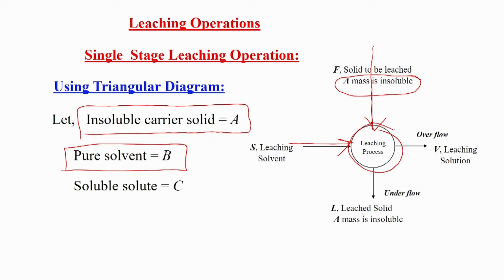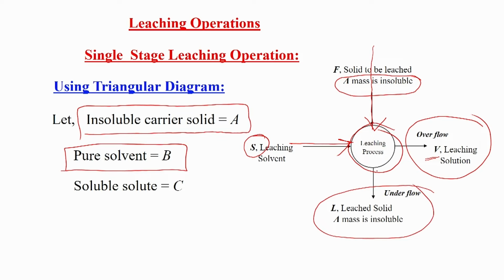We are adding this S amount of pure solvent. This is a leaching solvent, because it does the leaching process. Leaching is nothing but the coming out of the solute from the solid material. Then we allow this process to reach equilibrium, and it will be converted into two phases. One will be the overflow, V, which is our target, and one is the underflow, which is not required, or gives the byproduct.